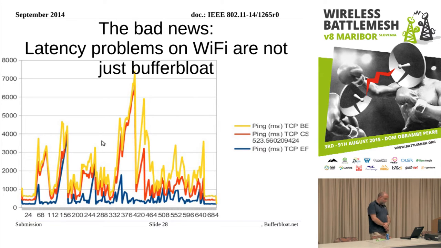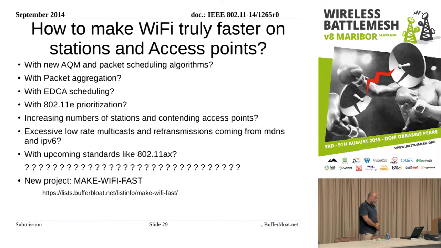But the bad news is, of course, that the latency problems on Wi-Fi are not just bufferbloat. And after we got the isochronous stuff working well, we started revisiting what it would take to actually get these sort of improvements, orders of magnitude of improvement in latency, into the Linux Wi-Fi stack. And how do we do it with the new AQM technologies? How do we cope with packet aggregation in particular? There's a thing called EDCA scheduling, which is kind of random as to how it determines which stations get the broadcast. And we're in a world where Wi-Fi continues to expand exponentially. There was something like 340 million new hotspots predicted to exist in the next 2 or 3 years.